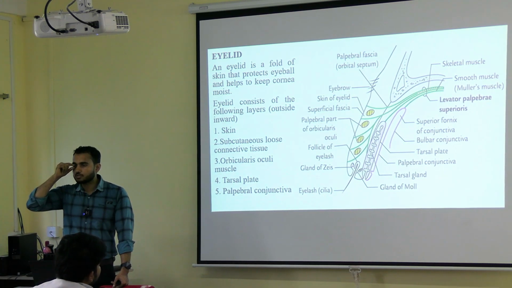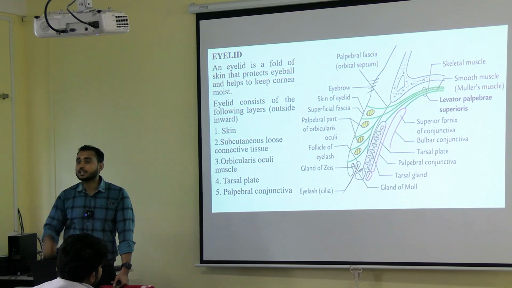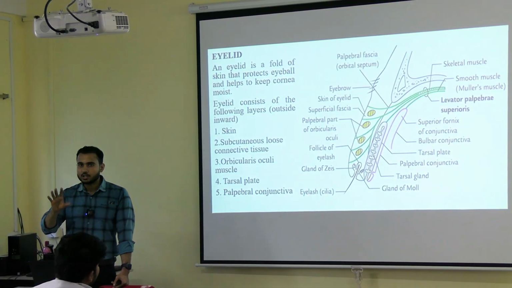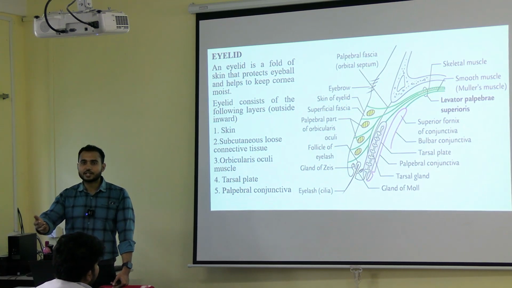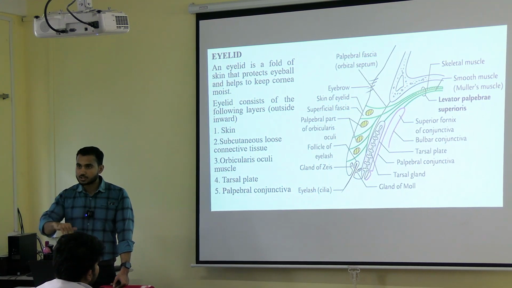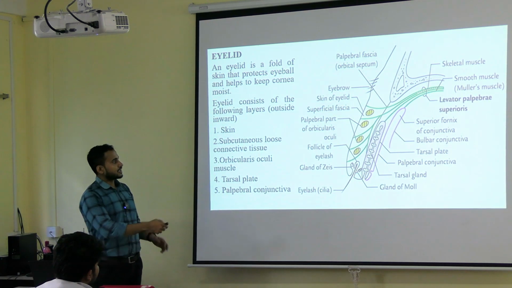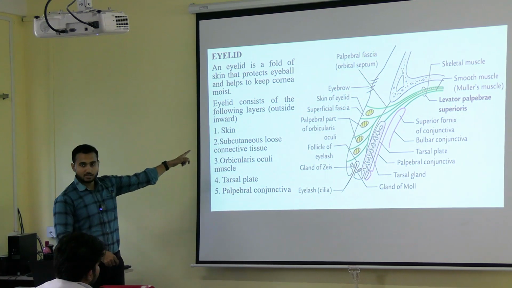And then you have to retract the eyelid like this. What is visible inside, that is the innermost layer of the eyelid. So with the help of the upper eyelid, you can understand which is the external most layer and which is the innermost layer. So total 5 layers are there, and in this diagram you can see the 5 layers. The first is the skin.